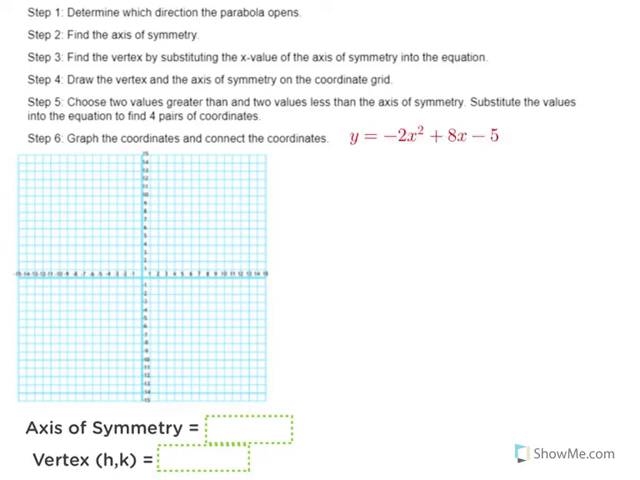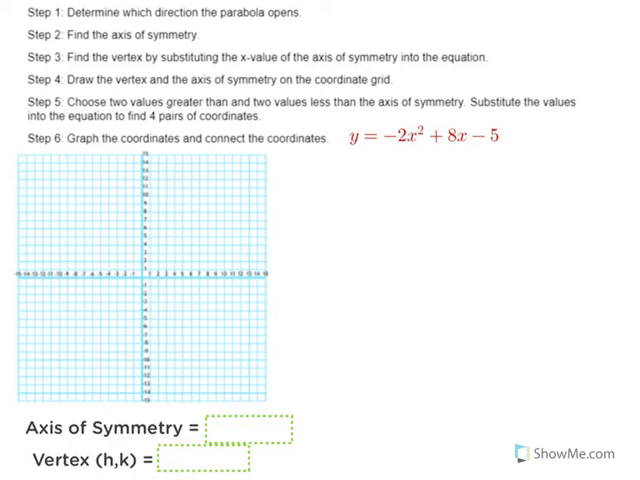So the problem that we're going to solve this time is y equals negative 2x squared plus 8x minus 5. When we look at this equation, we first want to determine, is it going to be a positive or a negative parabola? Based off the fact that our a value is a negative 2, it's going to be negative or a frowny face. So knowing that helps us when we graph to know which direction we should be going and if we're doing our graph correctly.